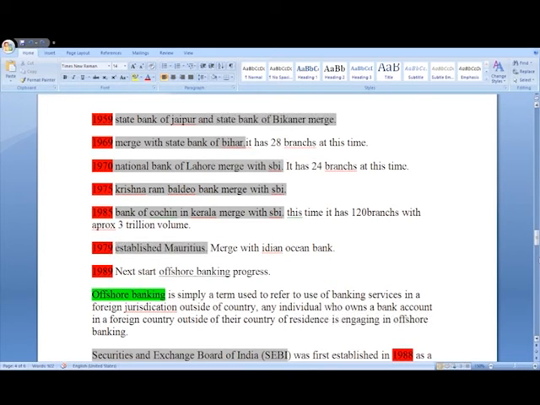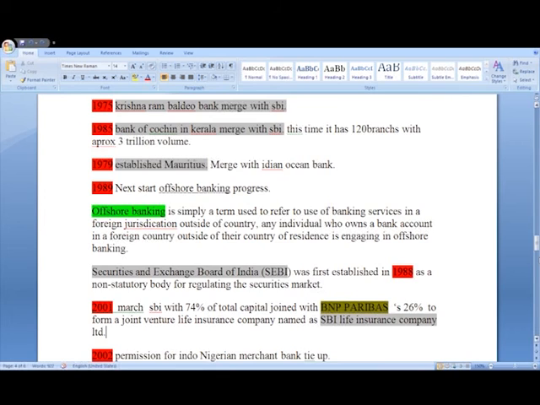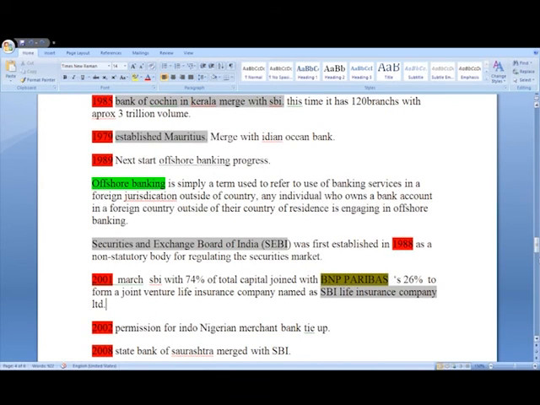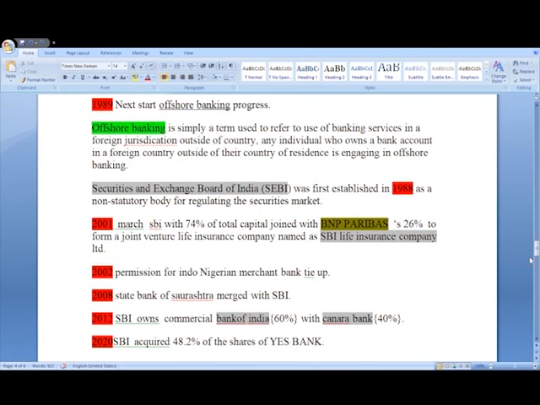1979: established in Mauritius, merged with Indian Ocean Bank. 1989: offshore banking progress started. Offshore banking is simply a term used to refer to the use of banking services in a foreign jurisdiction outside of one's country. Any individual who owns a bank account in a foreign country outside of their country of residence is engaging in offshore banking.